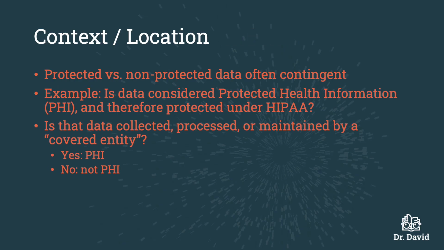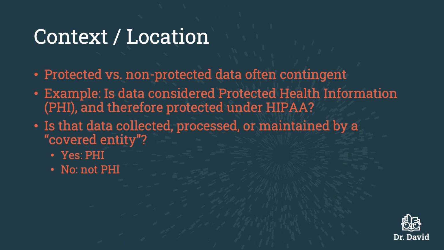The final point on context and location. One thing that we're going to see throughout the course is that data receives different protections depending on its context and location. So whether or not a piece of data has legal protections is going to be contingent on many factors. For example, let's say you have some medical information in a medical record held by your doctor. Most doctors, because they receive reimbursements from the US federal government, are going to be considered a covered entity, and your medical information is going to be considered protected health information, or PHI. Therefore, that medical information is protected under HIPAA, the Health Insurance Portability and Accountability Act. So again, your health information with a covered entity is protected under HIPAA.